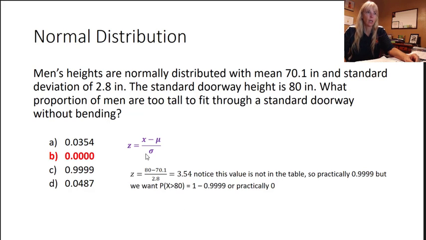Well, what I would do is take the 80 minus 70.1, that's the mean, divided by the standard deviation. I get 3.54, and I look in my table, and there's no 3.54. 3.49 is the largest value. Well, if you notice, you've almost got to 1. But I want the greater than side. They're too tall, so I take 1 minus that value, which is practically 0. If you use a computer, you'll see there are some decimal places out there, but if I round to 4 decimal places, it's practically 0.